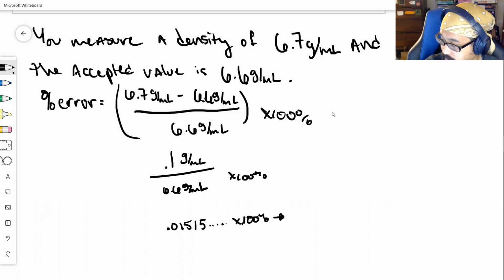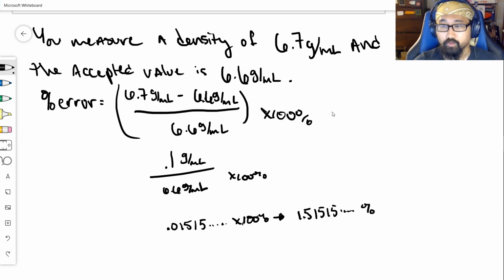So when I do this, I get 1.51515 and so on percent. I don't want all those numbers. I kind of want you to rely on sig figs here, but there may be a discrepancy in numbers. Typically there isn't. We're going to use sig figs.